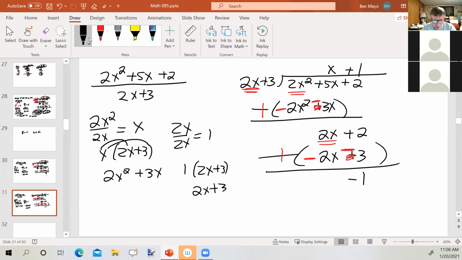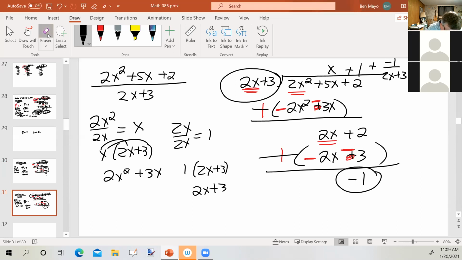So now I have a remainder. So I'm going to write my remainder as a fraction. It's going to be that over the divisor. Now, I'm going to write x plus 1, which I already have, plus negative 1 over 2x plus 3. Okay. Let's see if I can erase that and make this a little nicer. Now, this is x plus 1 plus the answer.